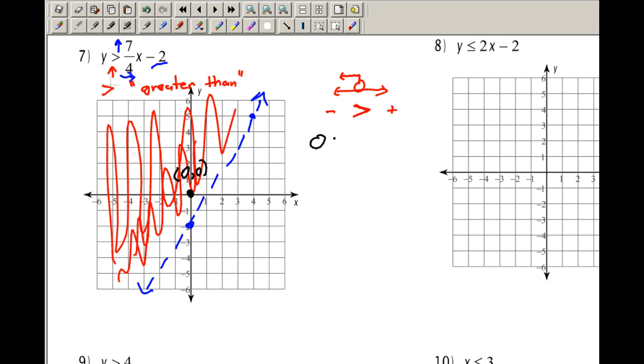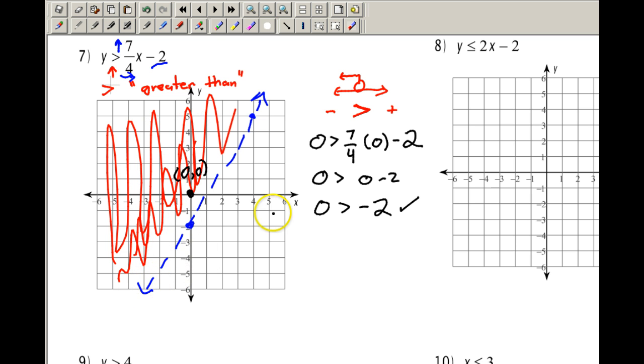Because you go 0 greater than, and then you still have to do this, so make sure you do 7/4 times 0. By using 0, 0, sometimes people don't like to multiply by 7/4, but when you multiply by 0, it's pretty easy. It's just 0. So the question is the same. Is this true or false? Is 0 bigger than -2? Yeah. That's true. Therefore, we did shade the right side.